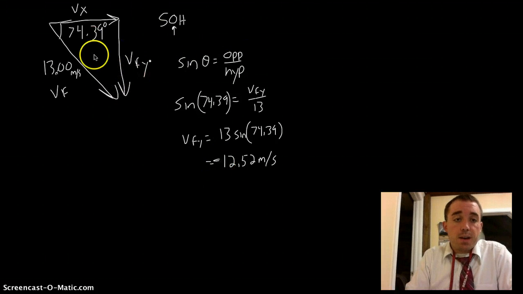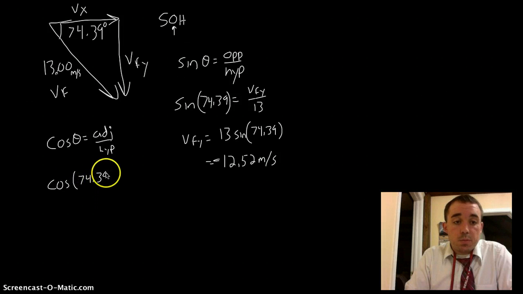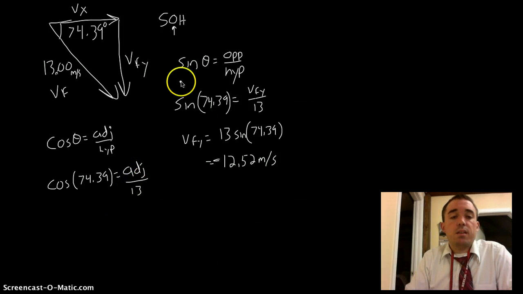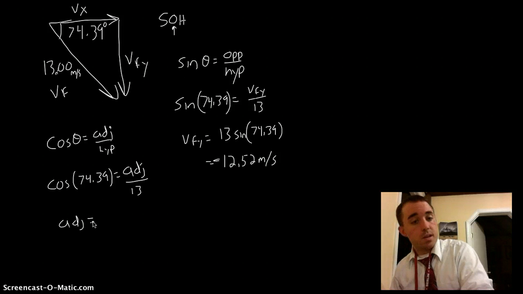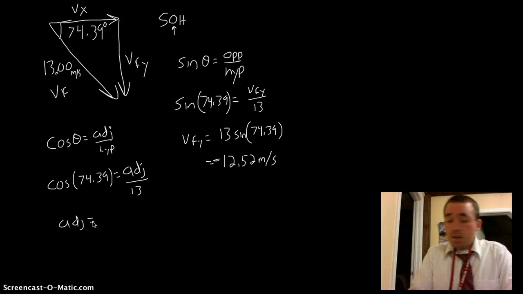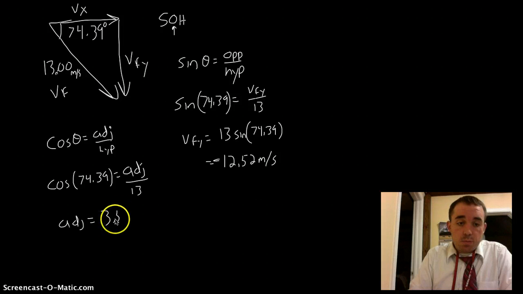And while we're going at it, we're going to find our cosine, which is going to deal with our Vx. It's adjacent over hypotenuse. So our cosine of angle 74.39 equals adjacent over 13. Skip the step to show that it's 13 times cosine, and we get an adjacent side of 13 times cosine 74.39, 3.50 meters per second. This is our Vx.